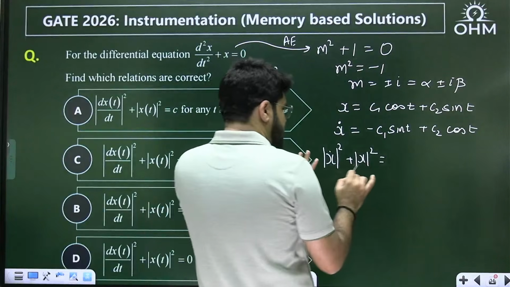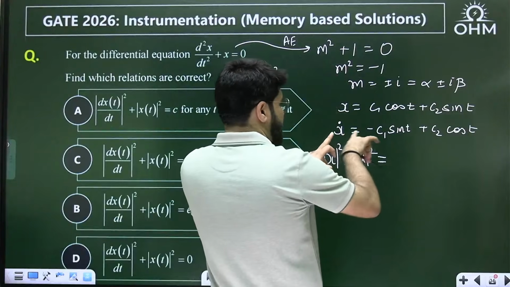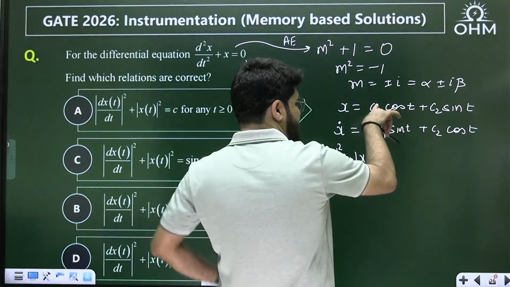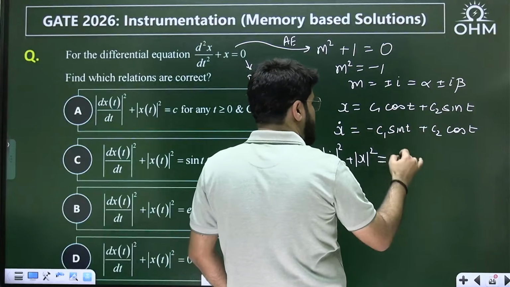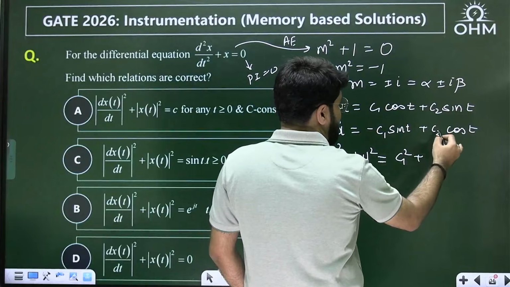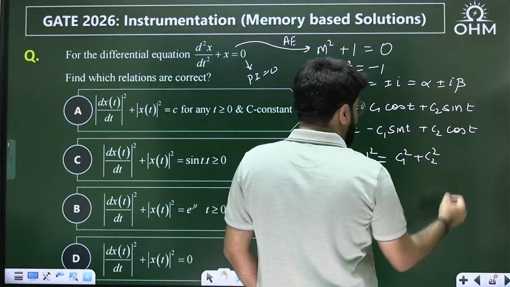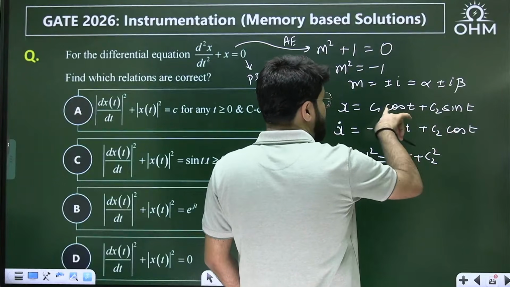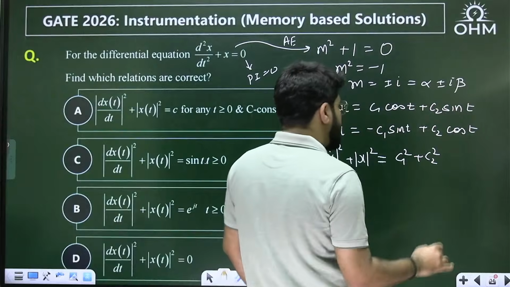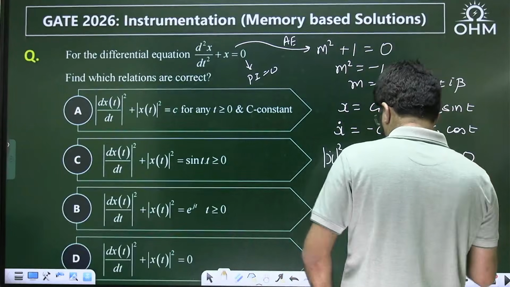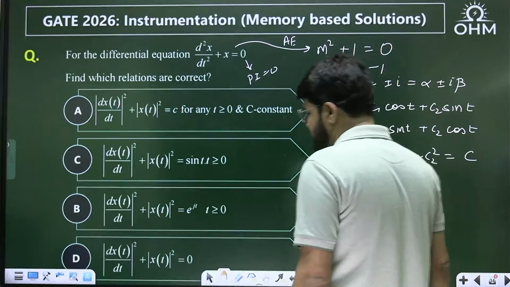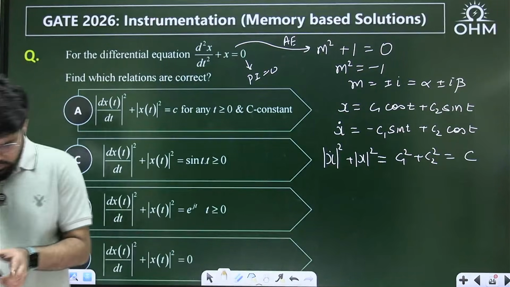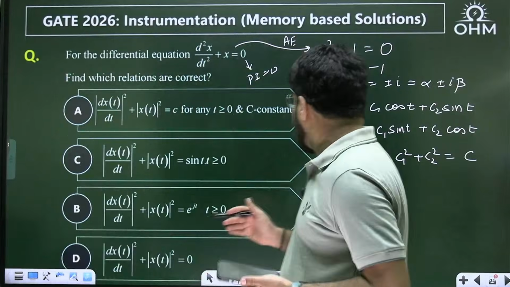Now see, you can skip many of the calculations because when you apply the square here, this is going to be C1 square, here also sin square plus cos square is 1. Here also C2 square common, cos square plus sin square is 1. Then here it is minus 2 C1 C2 sin t cos t plus 2 C1 C2 sin t cos t, that is going to be 0. That means the answer is going to be some constant.